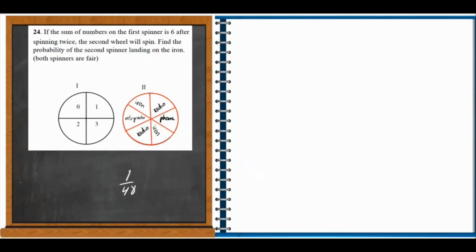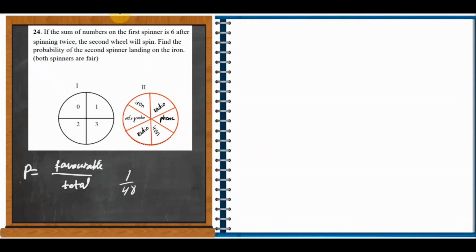Number 24. If the sum of numbers on the first spinner is 6 after spinning twice, then the second will spin. Find the probability of the second spinner landing on the iron. We are looking for probability. For this, we will need the formula of probability. It's equal to the number of favorable outcomes over the number of total outcomes.